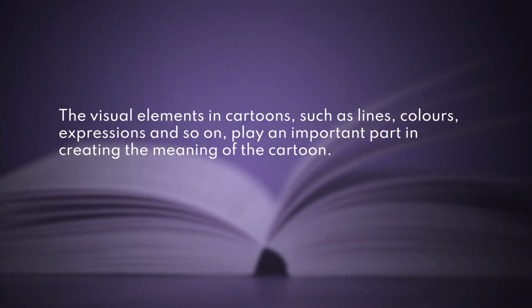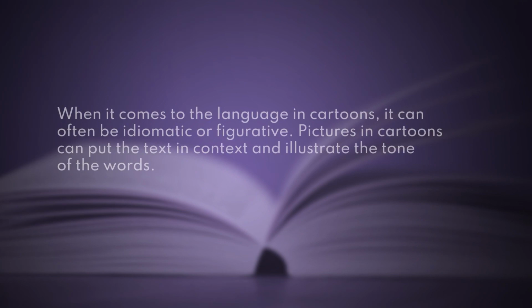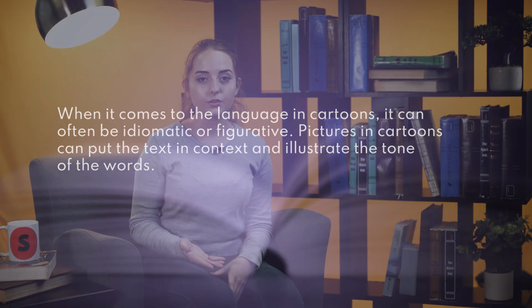The visual elements in cartoons, such as lines, colors, expressions, and so on, play an important role in creating the meaning of a cartoon. Some cartoons will only have pictures, but if there are words, you need to read them carefully and examine how they work with the pictures in order to create and enhance the meaning. When it comes to the language in cartoons, it can often be idiomatic or figurative. Pictures in cartoons can put the text in context and illustrate the tone of the words.